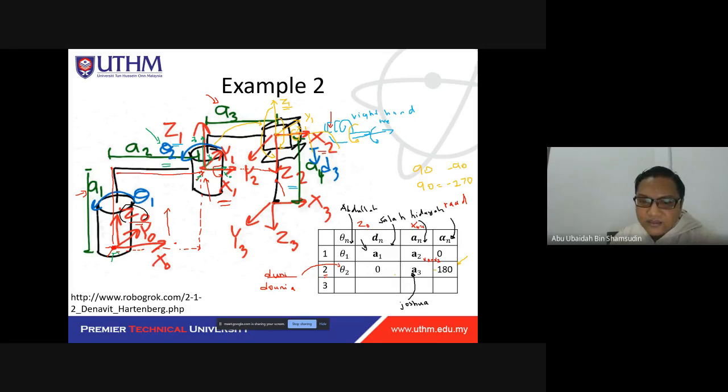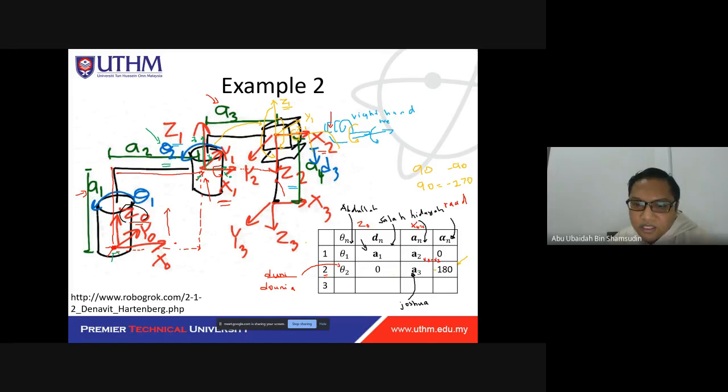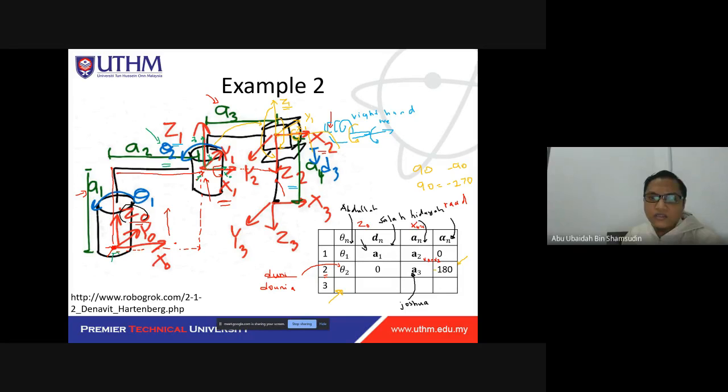Okay, so for the third one, what is the value for theta? Yeah, this is a bit confusing. Is this considered as an active frame as well? Because this one doesn't have any rotation.